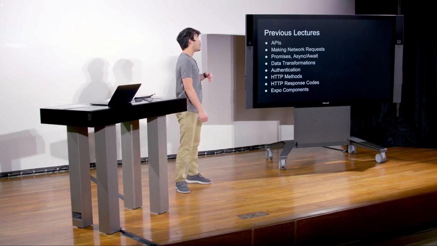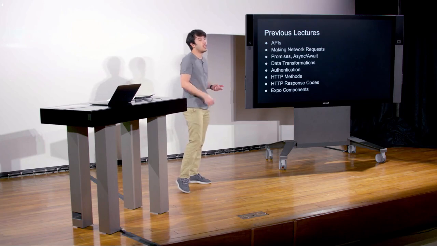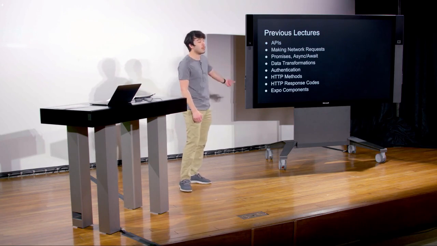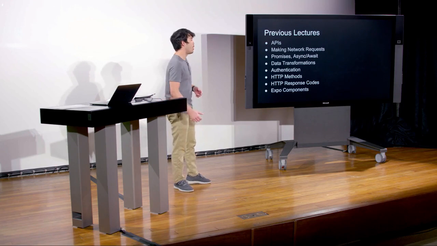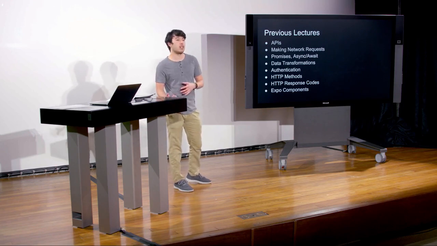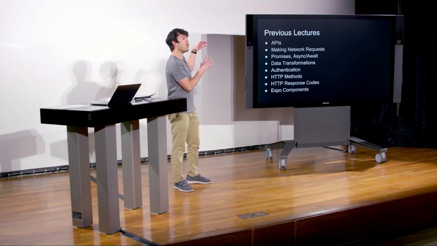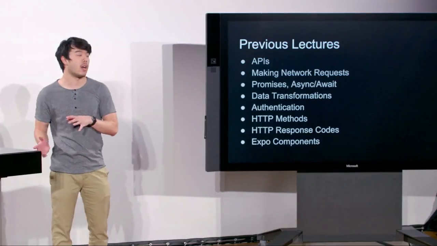We talked about promises and async await, which are basically a couple ways to handle asynchronous actions, namely making network requests. We talked about how to transform data after you get it back from an API. It might not be exactly in the shape that you want. And so we talked about a few different strategies by which we could get it from the shape that it's in from the API to exactly what we want in our application.